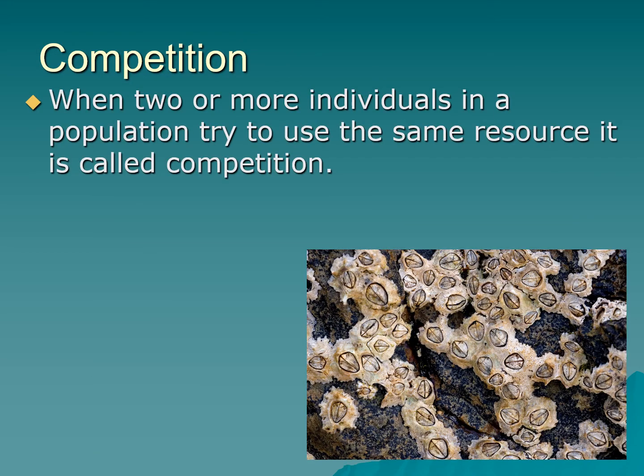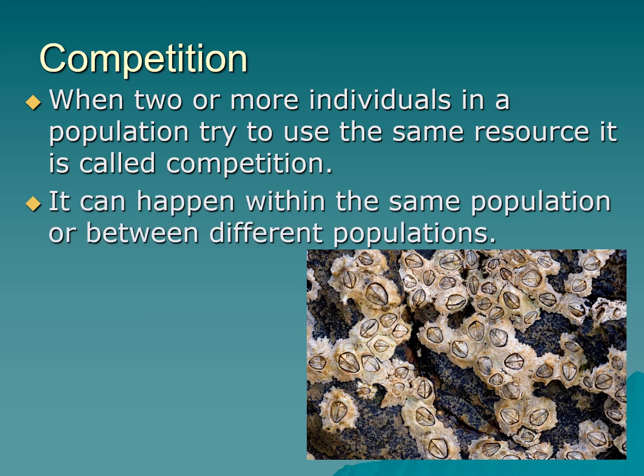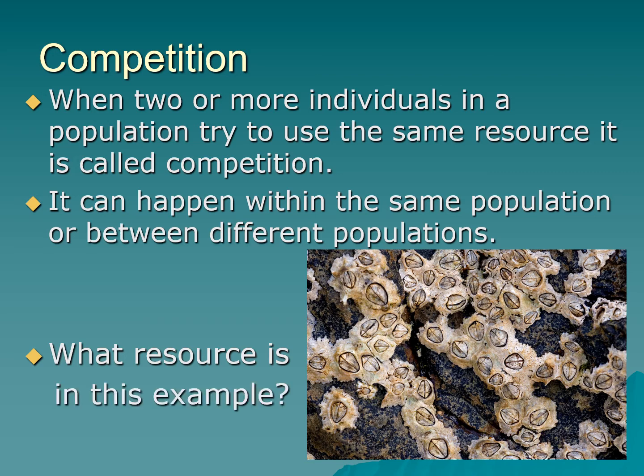All right, within life, living things do compete with each other. So when two or more individuals in a population try to use the same resource, it is called competition. It can happen within the same population or between different populations. What you see in this picture is a population of barnacles, so a single population. And what resource would you say is being fought over in this particular example?